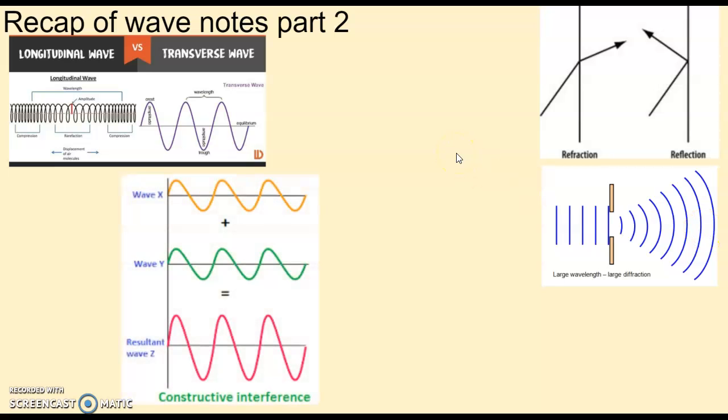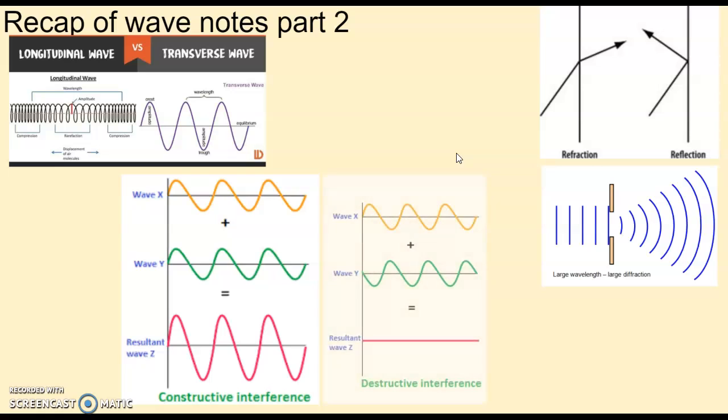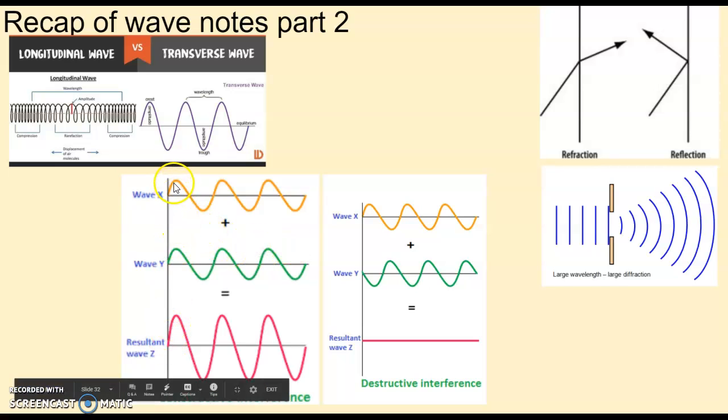We also talked about constructive interference and destructive interference. Remember the word constructive associated with something positive, and destructive associated with something negative. So constructive, they're perfectly aligned, crest with crest, trough with trough, and because of that, it creates a bigger, larger wave. It's constructive. Or destructive, they're opposite. The crest aligns with the trough, therefore they cancel out. This is destructive.